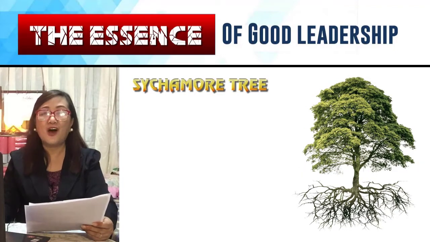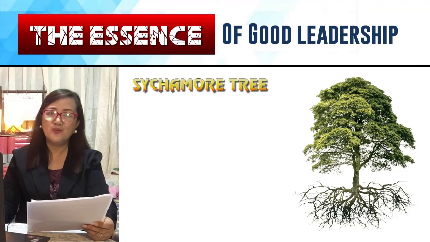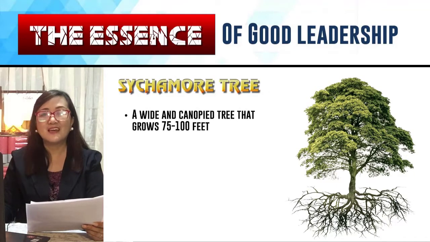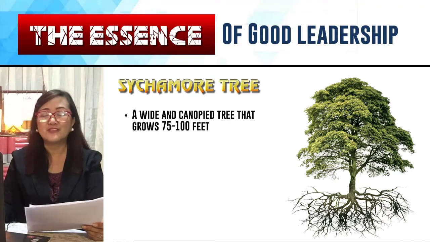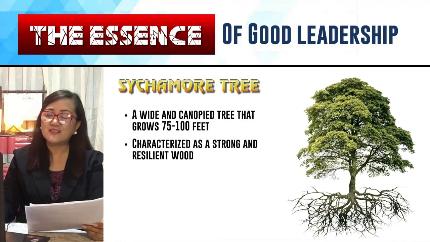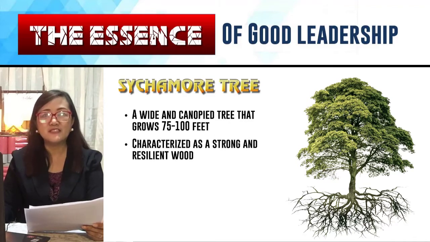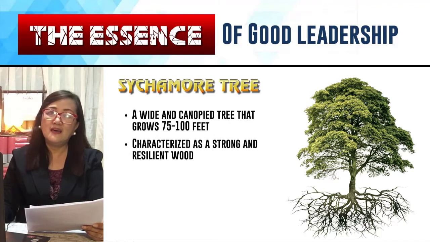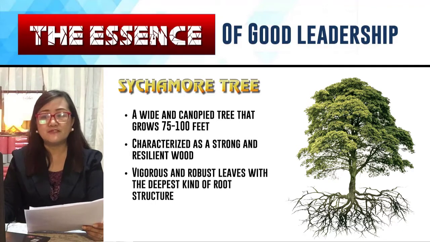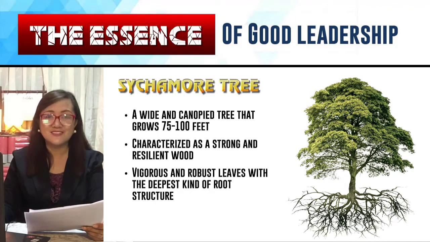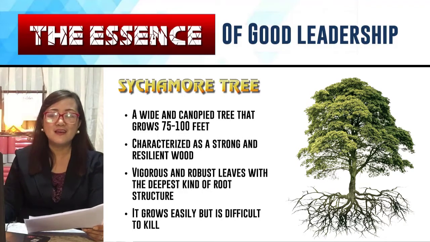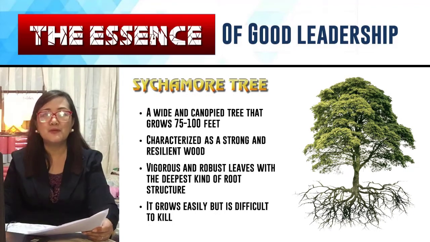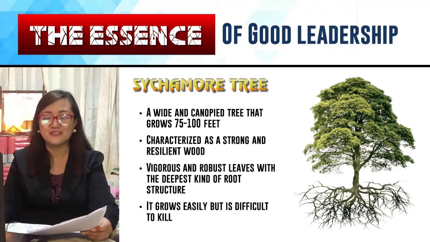It is a picture of a sycamore tree. What is a sycamore tree? It is a wide and canopied tree that grows 75 to 100 feet. It is characterized as a strong and resilient wood. It has vigorous and robust leaves with the deepest kind of root structure, and it grows easily, but it is difficult to kill, maybe because of the structure of its roots. Malalim ang mga ugat nito.